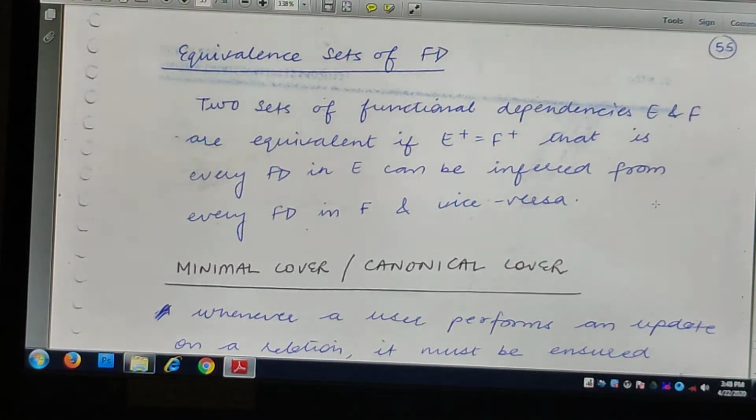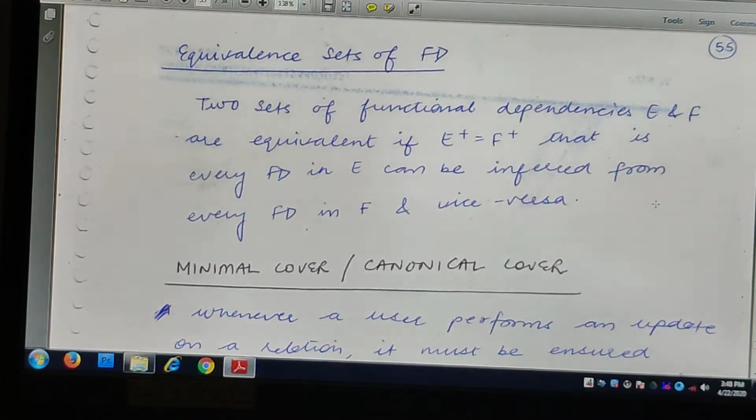Hello students, in this video lecture we will be studying what a minimal cover or canonical cover is. Before starting with the definition and the algorithm to find the minimal cover, let's know what equivalent sets of functional dependencies are.